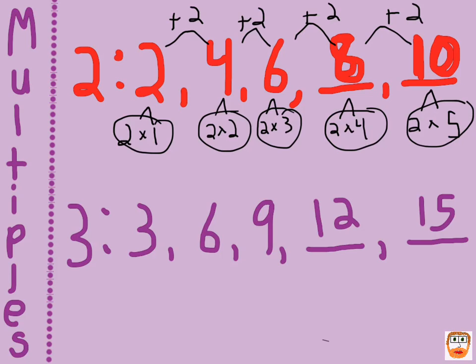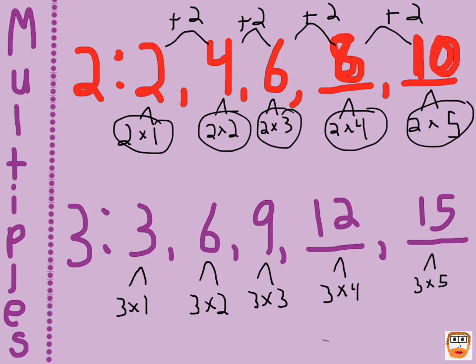So again, here we can see that we have multiplication. 3 times 1 is 3, 3 times 2 is 6, 3 times 3 is 9, 3 times 4 is 12, 3 times 5 is 15. So I see a rule and a pattern here, just like with the repeated addition. 3 plus 3 is 6. Plus 3 is 9, plus 3 is 12, plus 3 is 15. And again, the multiples of those two numbers go on and on.